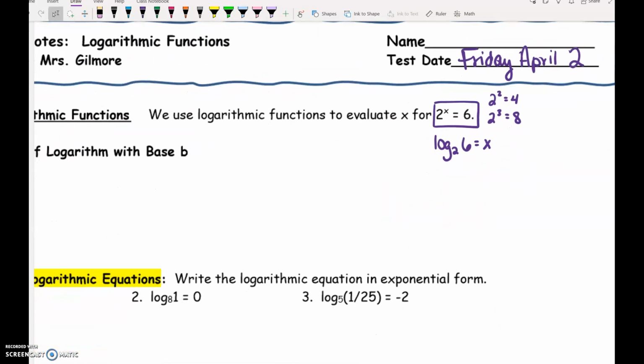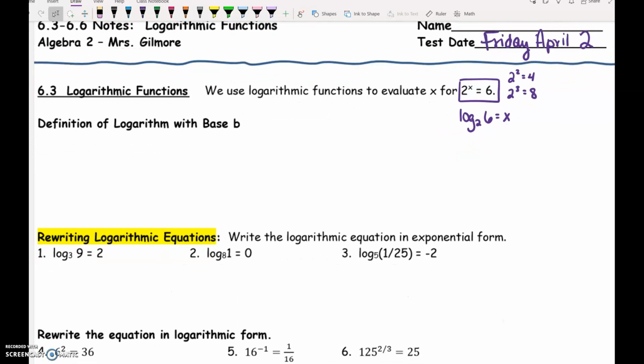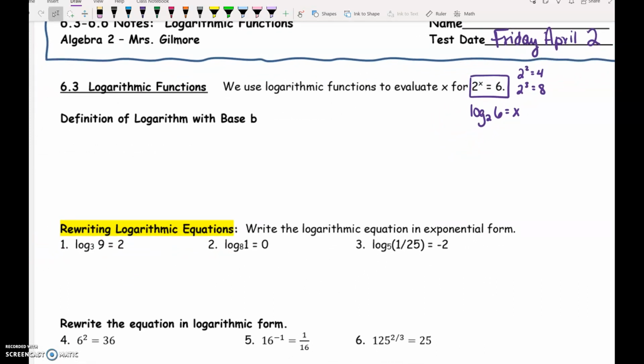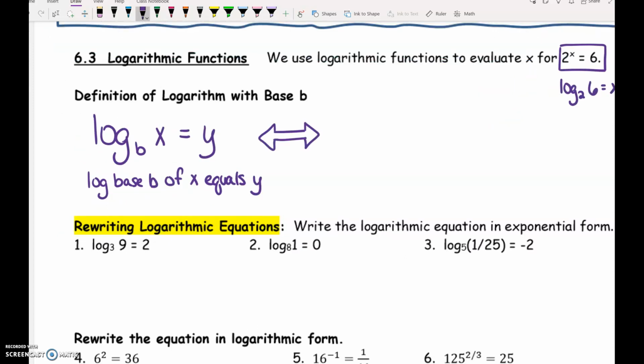Now, when you first look at this, it's going to look a little bit foreign because you have never seen logarithms before. A lot of times in Algebra 2, we're going back over things that we learned in Algebra 1, but this is something you have never seen before. Here's the definition of a logarithm with base b. The log base b of x equals y is the same as b raised to the y equals x.